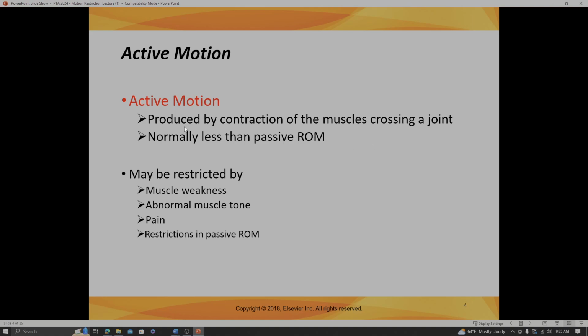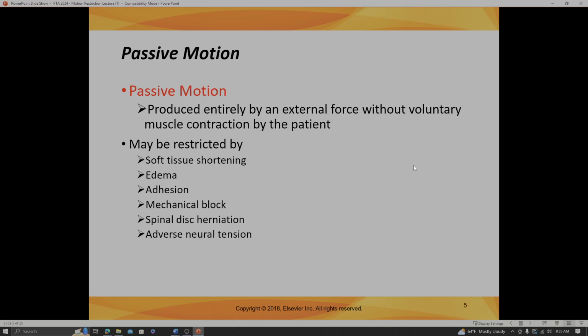Active range of motion has a contractile component to it, so it can be restricted by something like muscle weakness or abnormal muscle tone, which we talked about last week, and for sure pain, and the fact that you could just be limited passively, right? So when you see a patient with active range of motion restriction, it could be one of those things.